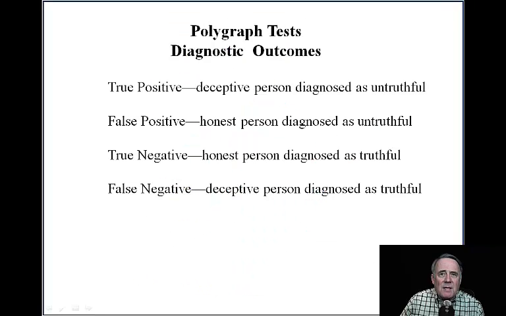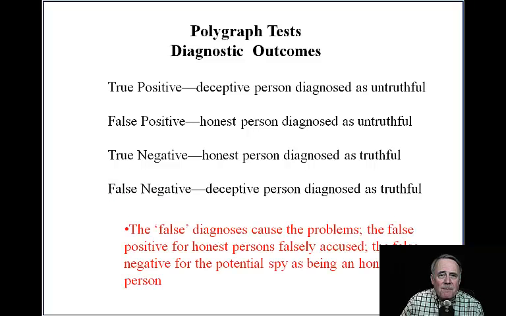So to summarize the diagnostic outcomes of the polygraph test, we have true positive, that is a deceptive person diagnosed as untruthful, a false positive, an honest person diagnosed as untruthful, true negative, honest person diagnosed as truthful, and a false negative, a deceptive person diagnosed as truthful. The false diagnoses cause the problems. The false positive for honest persons falsely accused, the false negative for the potential spy as being an honest person.